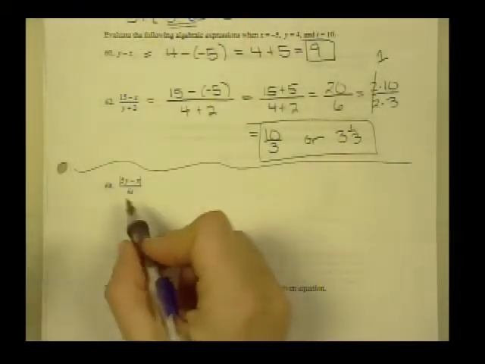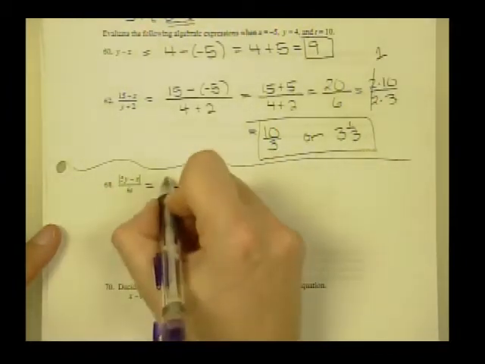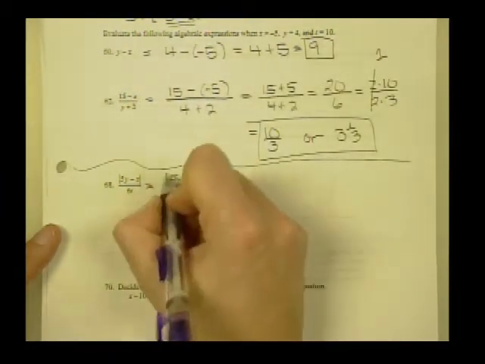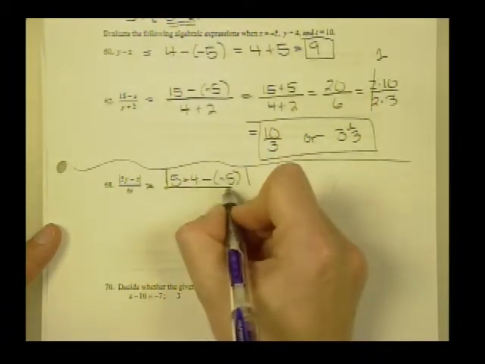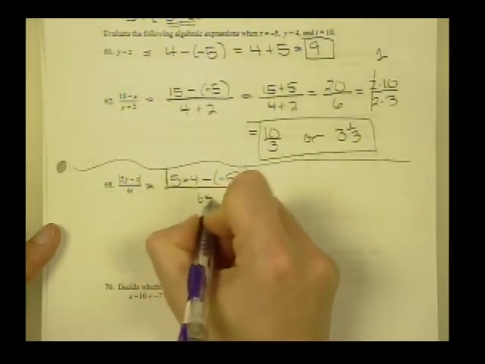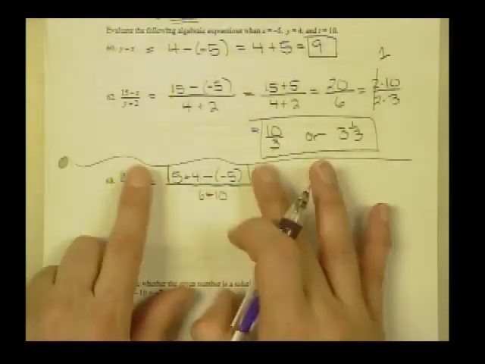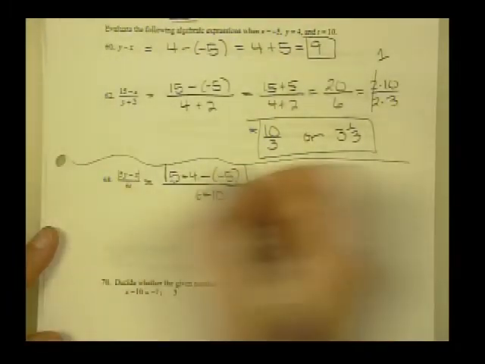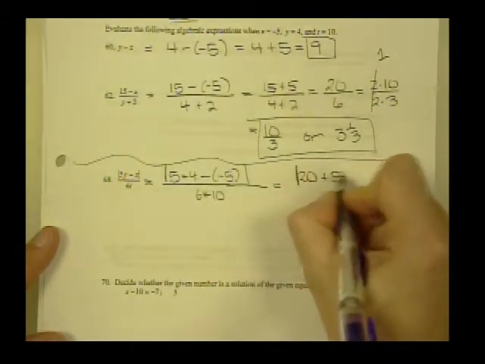Okay, so 68, still evaluating this here. It has absolute value, and so this means 5 times 4 minus negative 5 over 6 times 10. Remember, absolute values act as grouping symbols, so I have to work inside the absolute values first, and which part of that do we do first? Multiplication. So 5 times 4 is 20, and then minus negative, so that's plus 5.